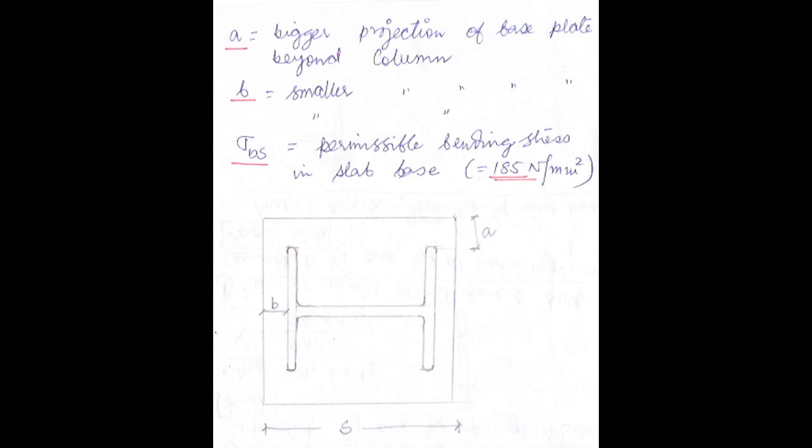Sigma BS is equal to the permissible bending stress in slab base. This is taken as 185 Newton per mm square or 185 MPa. These values you try to remember. If in the question it is not given, you assume this value. And this diagram I will again make clear with the help of one example. So let us look at the example.